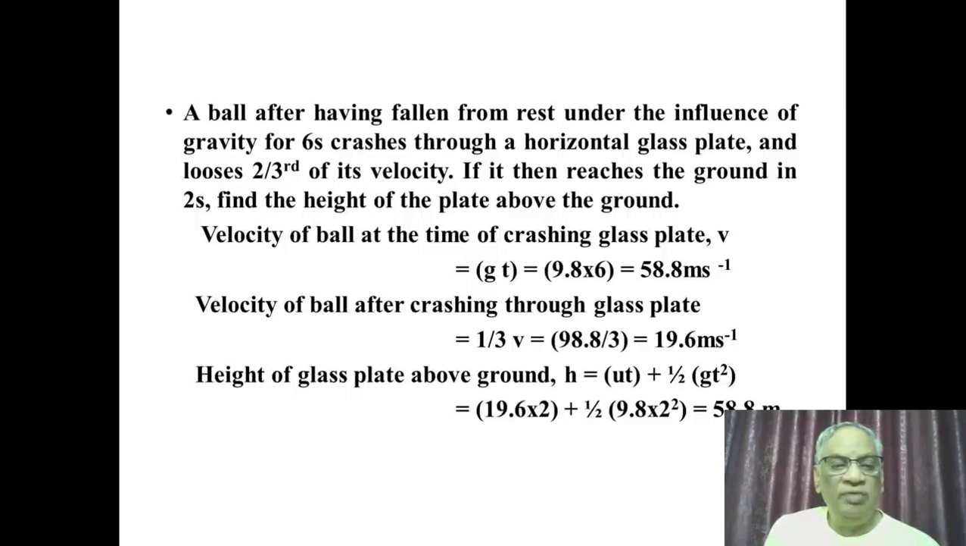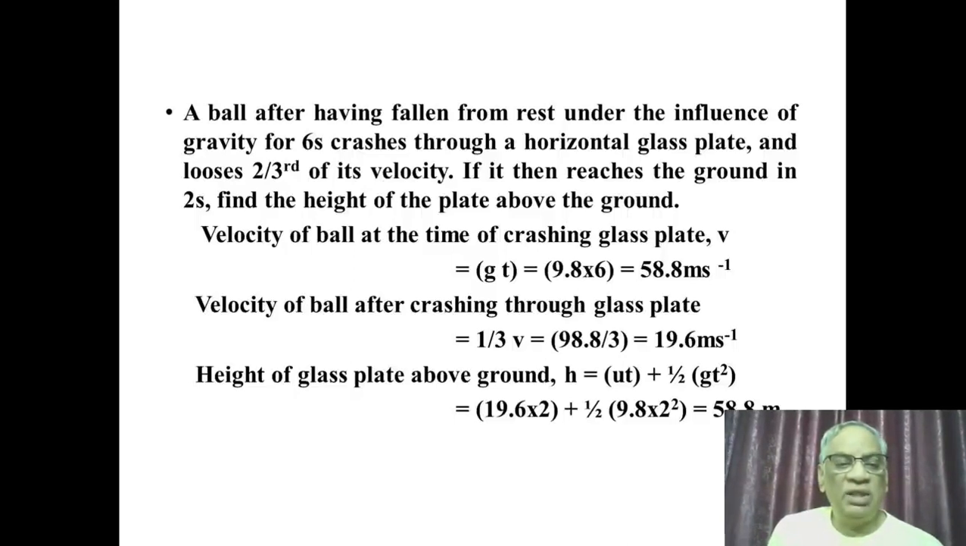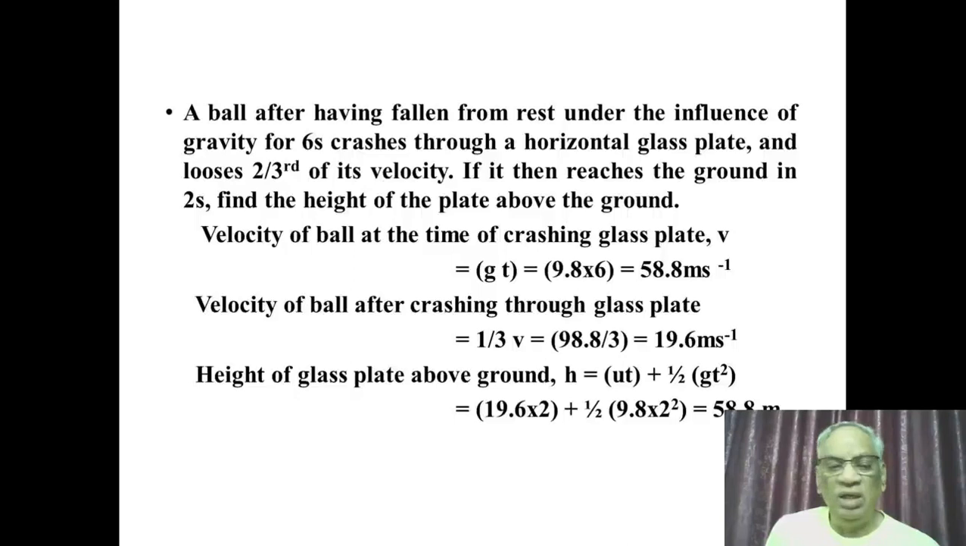A ball is left freely from a height. It traveled for 6 seconds and then crashed through a horizontal glass plate. It has fallen on a glass plate where it lost its velocity by two-thirds. That is, one-third is the remaining velocity. If it then reaches the ground in 2 seconds, find the height of the plate above the ground.